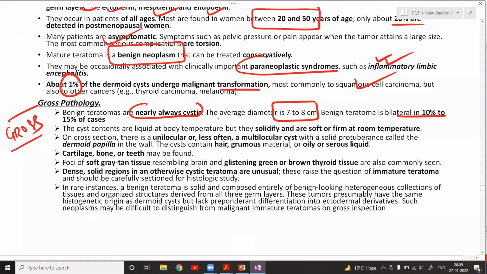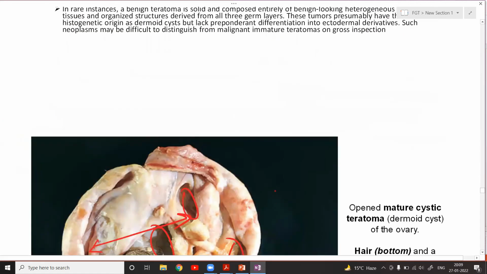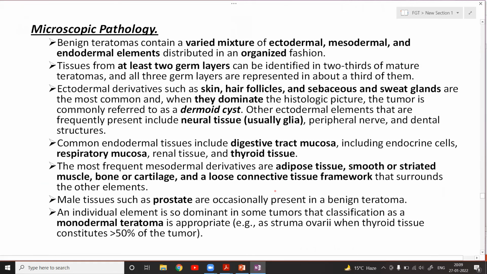Now, very importantly, you might also find cartilage, bone, and teeth over here. Any dense solid region in an otherwise cystic teratoma is unusual. So in a benign cystic teratoma, usually you will not see any dense solid area. And if you see one, you have to section that area and rule out any immature component if it is present. So let us look at the microscopic picture. The microscopic picture is very simple. Let me just show you.